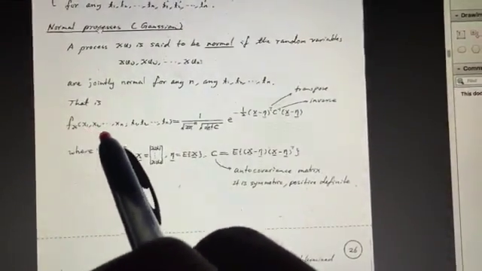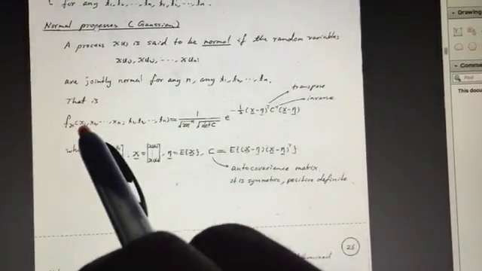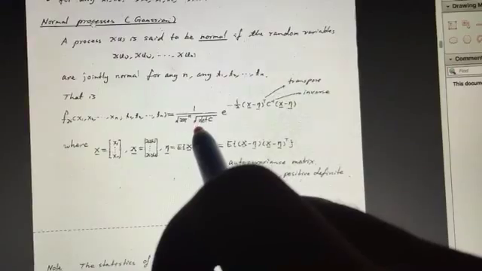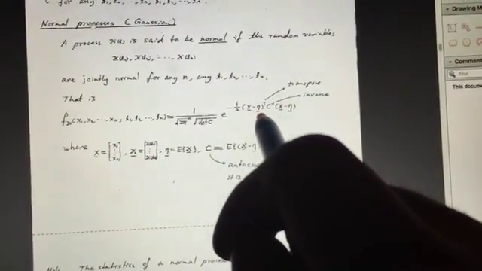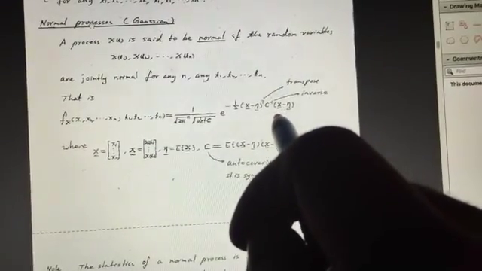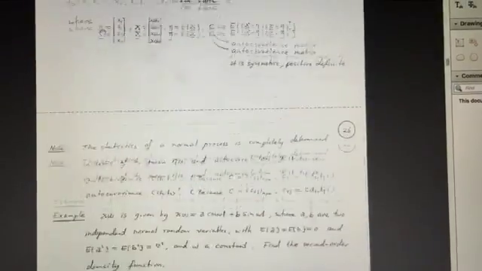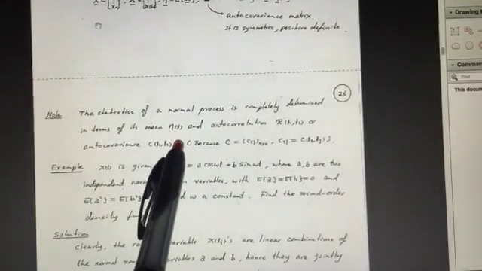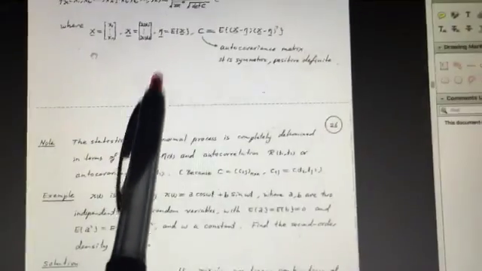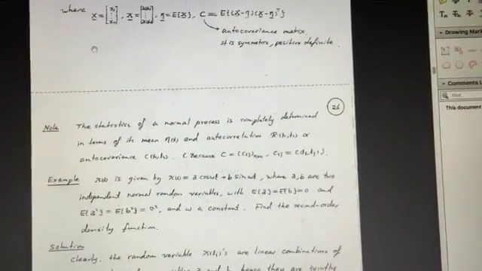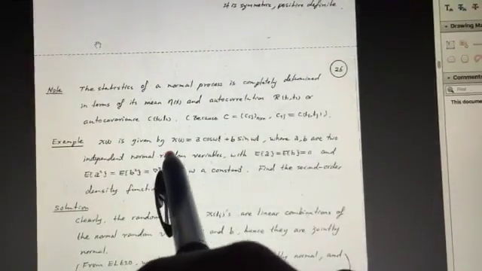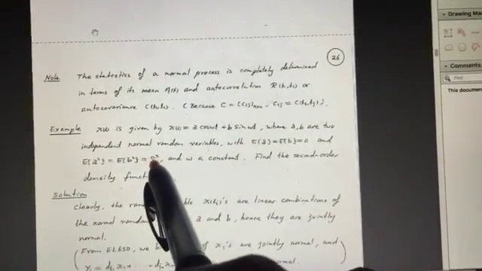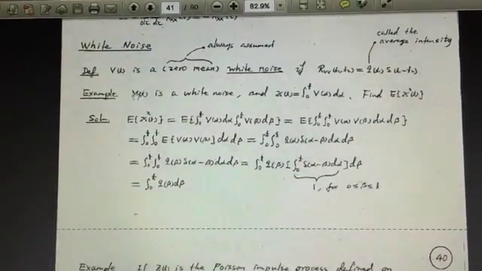For the nth order statistics, from x1 till xn and t1 till tn, we have 1 upon root of (2 pi) to the power n times root of the determinant of C, times e to the power minus 1/2 (x minus eta) transpose, C inverse, (x minus eta). We also know the statistics of a normal process are determined in terms of the mean, the autocorrelation function, and the autocovariance, that's C. C is the autocovariance function. Then we have an example in which we've been given a process and its expected values, and we were asked to find a couple of things, such as whether it is a normal process or not.